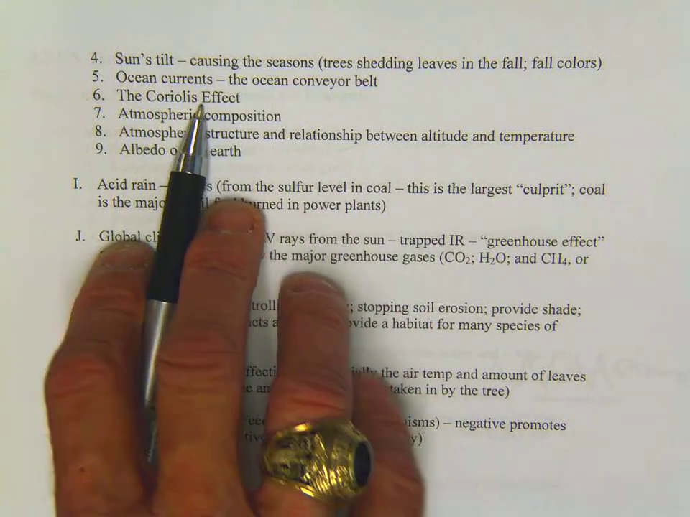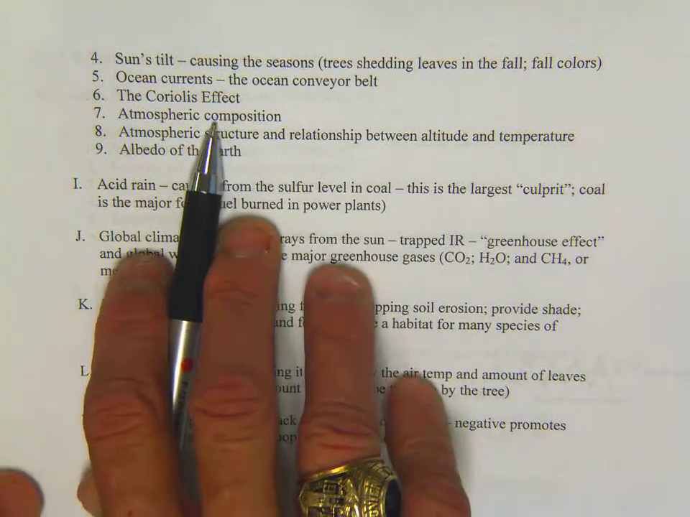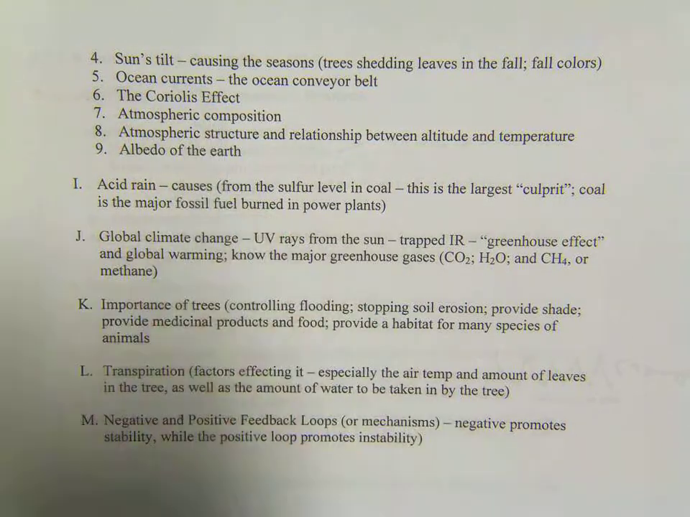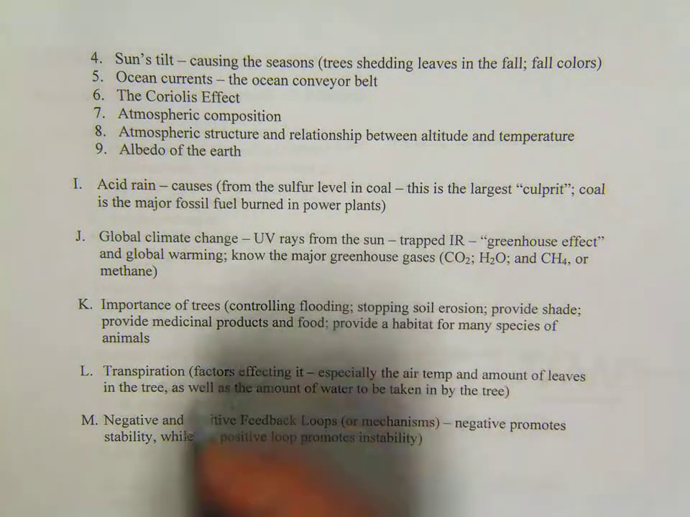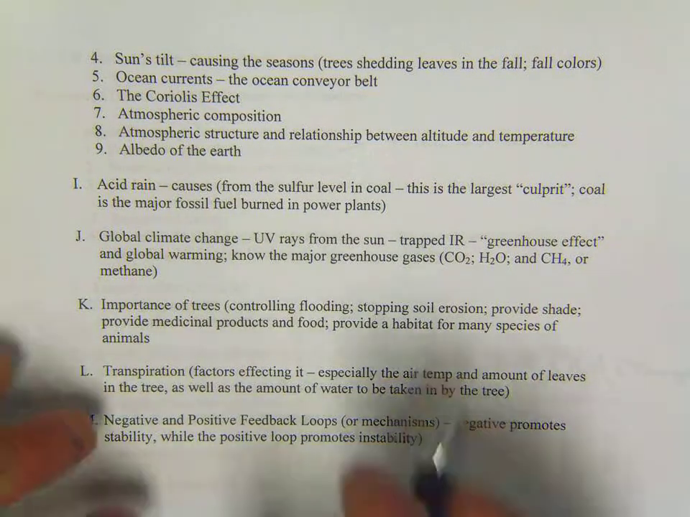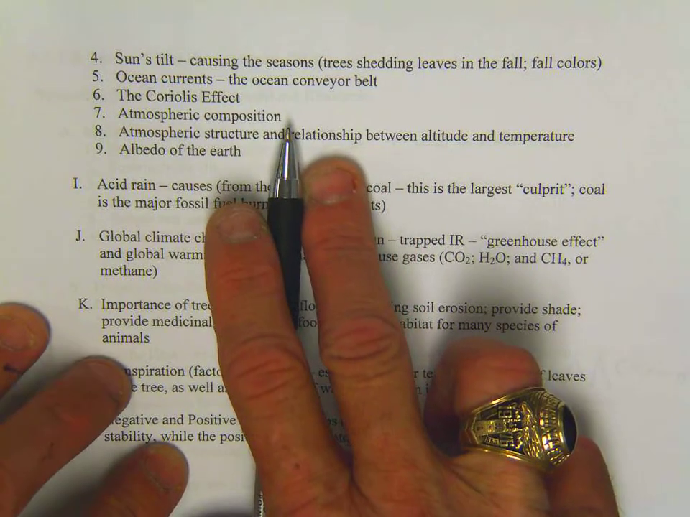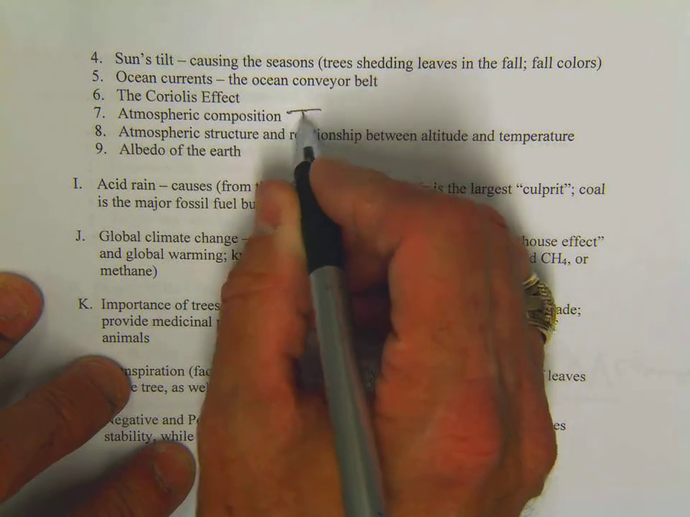You should know about the Coriolis effect, how the Earth's rotation deflects the wind. We talked about the Earth's rotation a little bit earlier. Atmospheric composition. I would know the five layers of the atmosphere, and I would know them in order. The closest one to the Earth would be the troposphere. The next would be the stratosphere and so forth. The stratosphere is where the UV protection layer is, called the ozone layer. So we'll say troposphere.